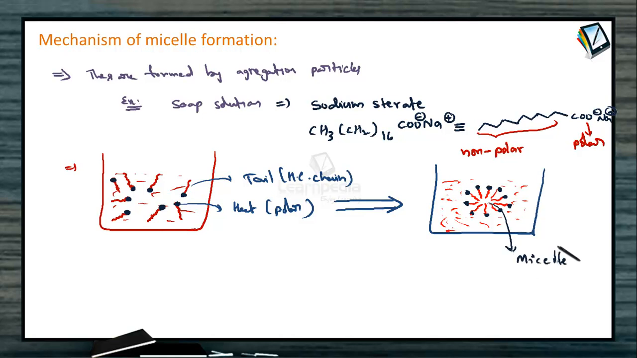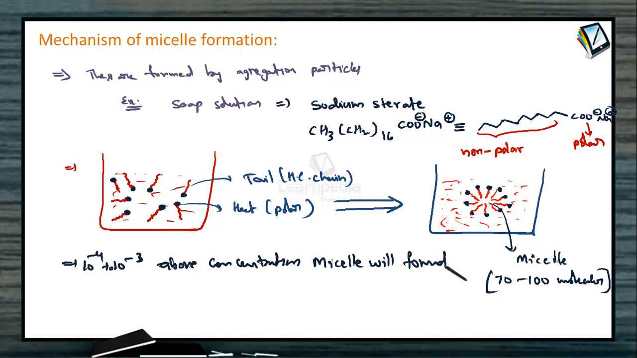In each micelle, around 70 to 100 molecules are possible, and the limit of concentration is 10 power minus 4 to minus 3. If we exceed this concentration of the soap in the solution, the formation of micelles will occur. That's why the CMC, critical micellar concentration, is very important for the formation of micelles. Only above this region will the formation of micelles occur.